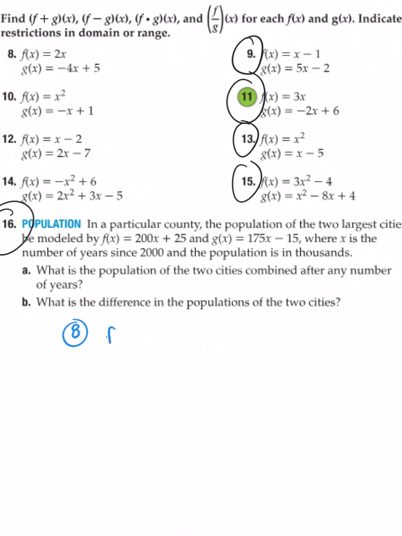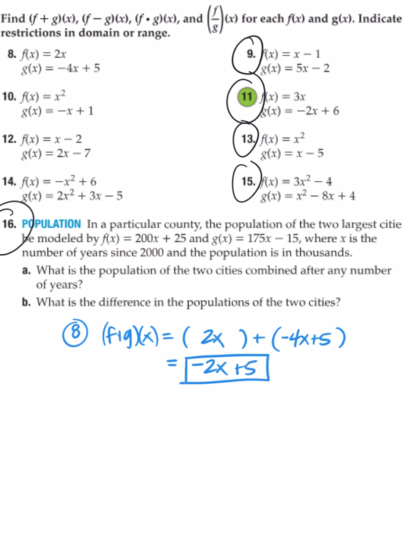So first, if I do f plus g of x, that literally means take all of f and add it with all of g. F of x, according to number 8, is 2x. G of x is negative 4x plus 5. So I'm going to simplify that by combining my like terms. 2x plus a negative 4x is a negative 2x. And then I still have my plus 5. So there's my first answer for the sum.